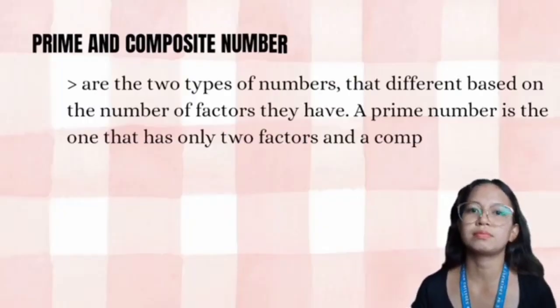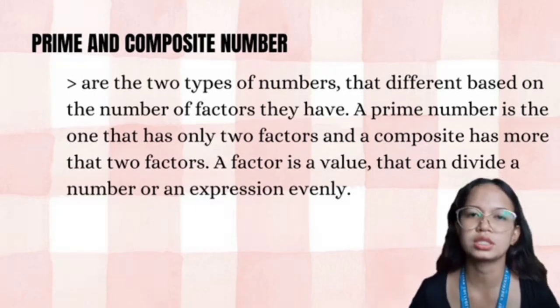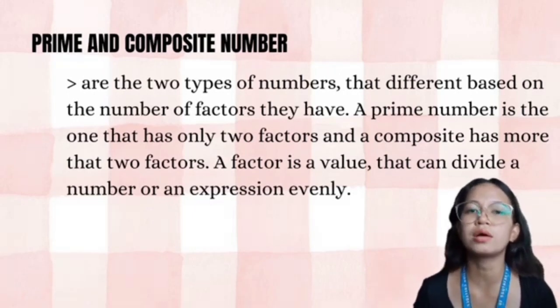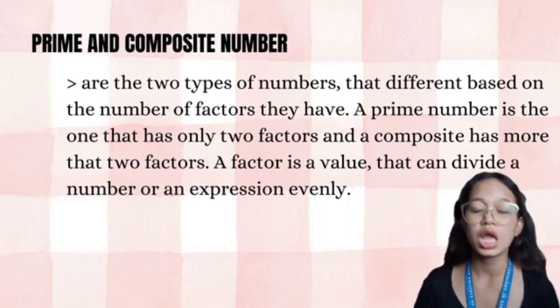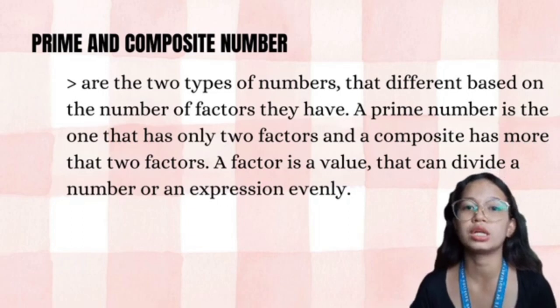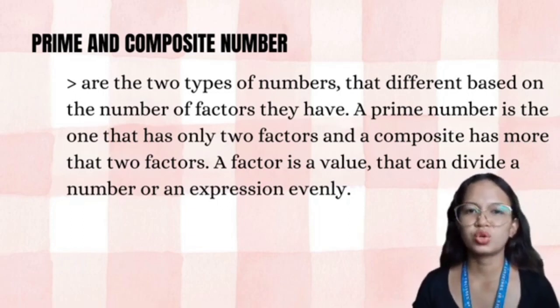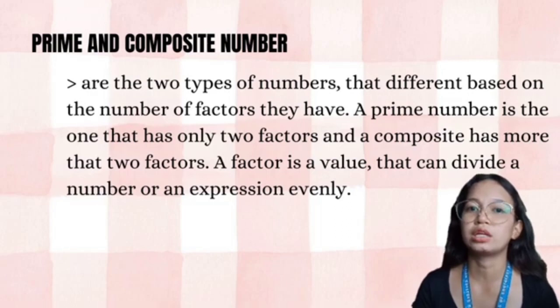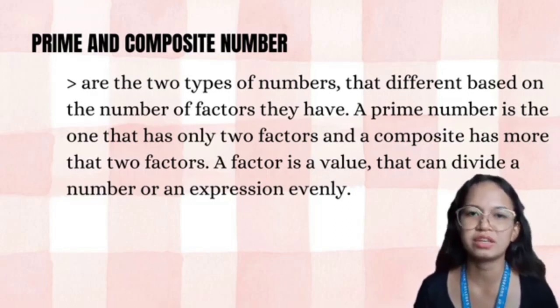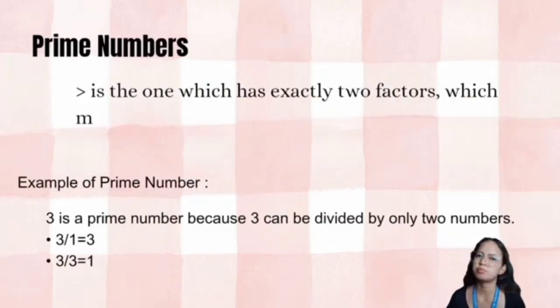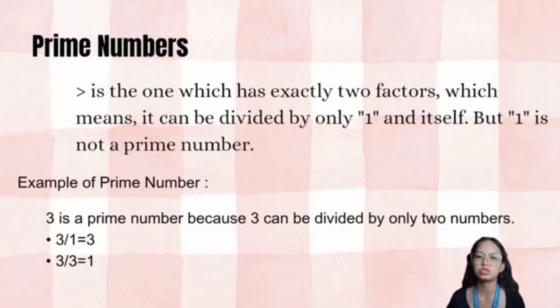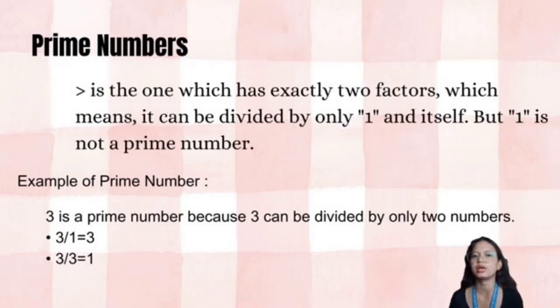Prime and composite numbers are the two types of numbers that differ based on the number of factors they have. A prime number is the one that has only two factors, and a composite number has more than two factors. A factor is a value that can divide a number or an expression evenly. A prime number has exactly two factors, which means it can be divided by only one and itself, but one is not a prime number.